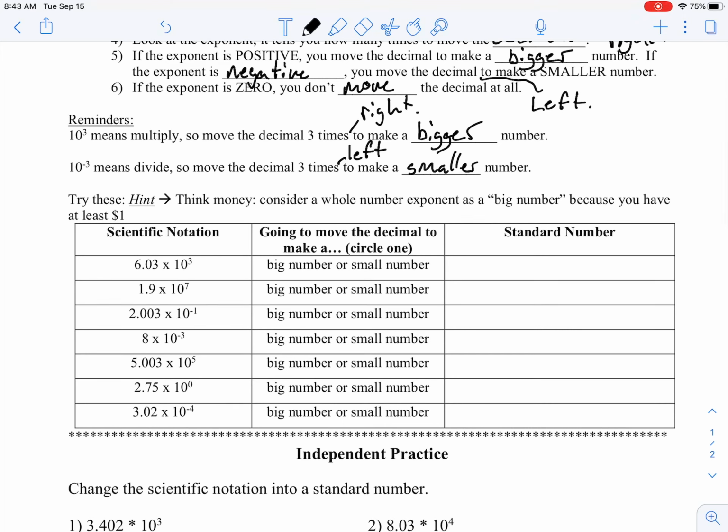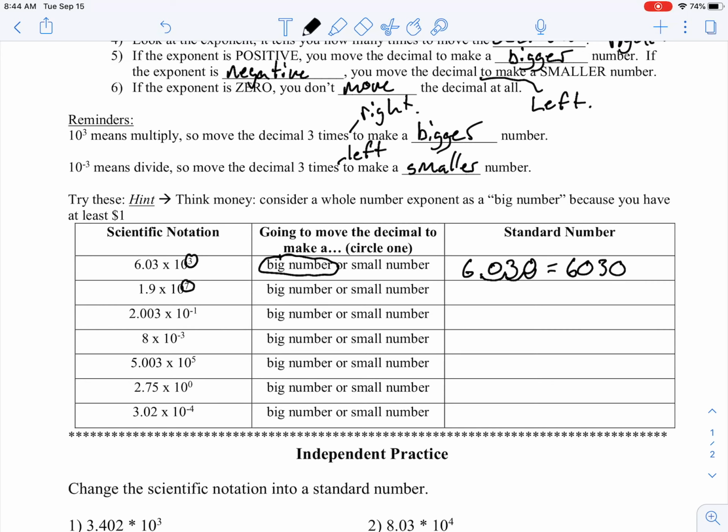So let's take a look at these real quick. Since our exponent is positive for this first one, that means we're going to make a bigger number here. So all we have to do is write out our number, and the 3 tells us we're moving our decimal to the right 3 times. So I'm just going to take my decimal, 1, 2, and 3, add in that 0 there. So once all is said and done, this is going to be 6,030.